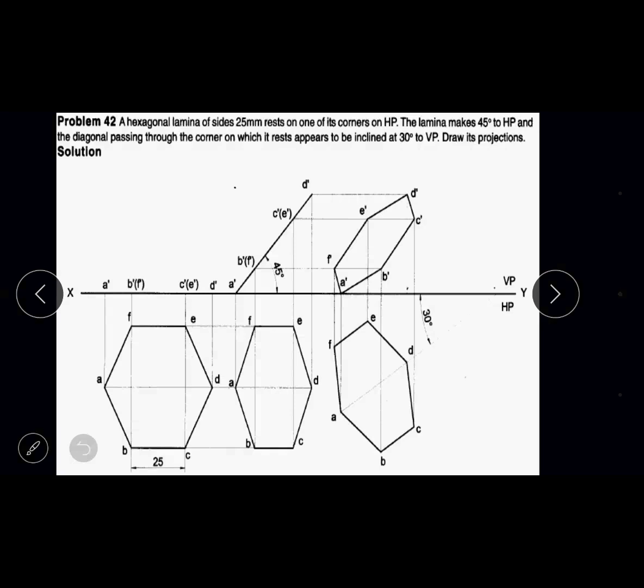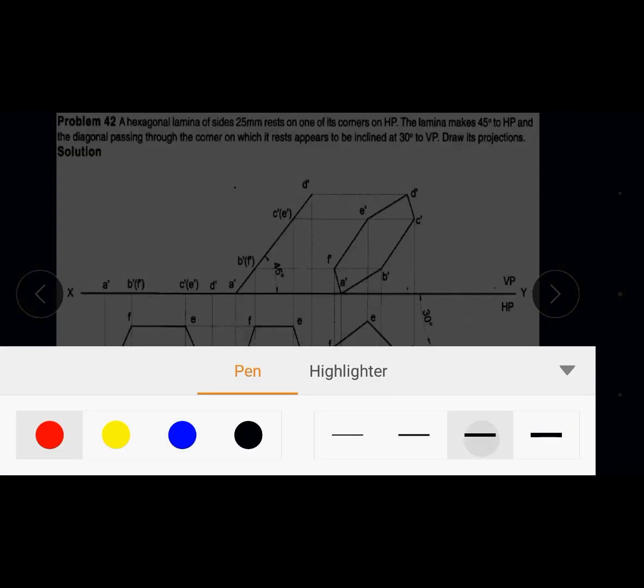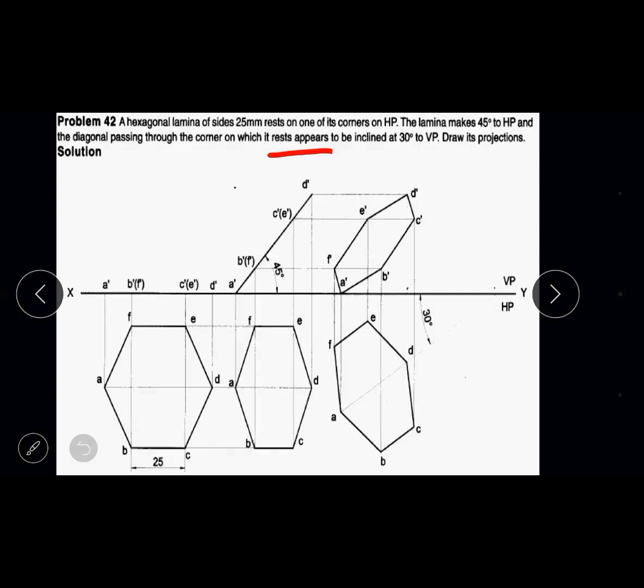In fact, it is the same problem with similar dimensions. Only the appear word is given in the problem. Can you see the appear word? The appear word is given along with the statement of the angle with reference to VP. It tells that the diagonal line passing through the resting corner appears to be inclined at 30 degrees to VP. So in this case, since the appear word is given, the given VP angle itself is the beta angle.